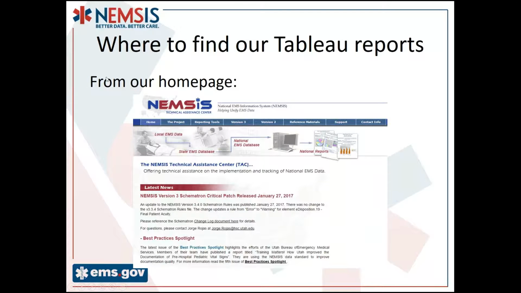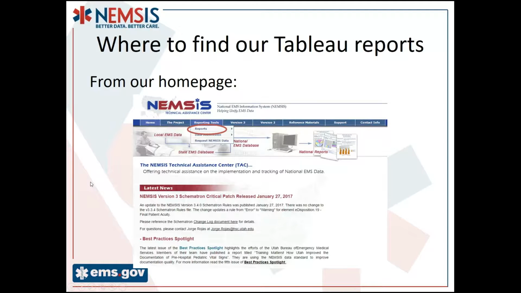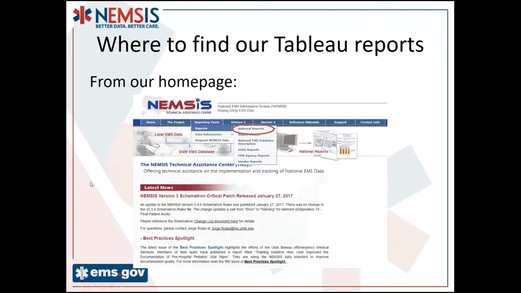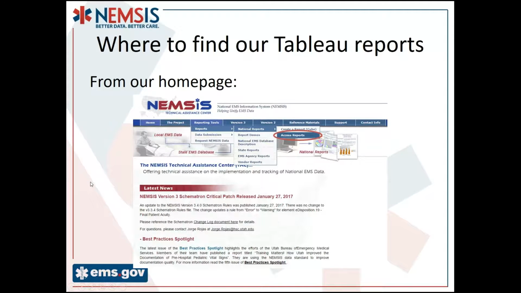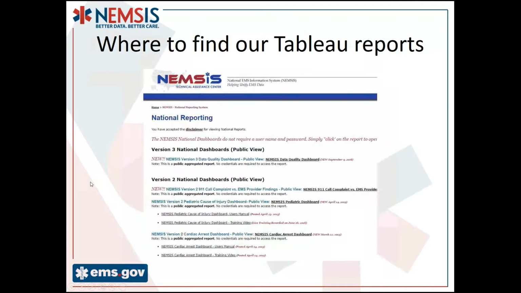So our Tableau reports are going to be on our website. From our homepage, now this is our current homepage, we're expecting to have a new website shortly, you're going to want to click on Reporting Tools, then mouse over Reports, then National Reports, and then go all the way to this Access Reports button and click on that. You'll have to click through a couple of pages where you agree not to use our data improperly. And then you'll end up on this national reporting page, where you can find all of our dashboards.